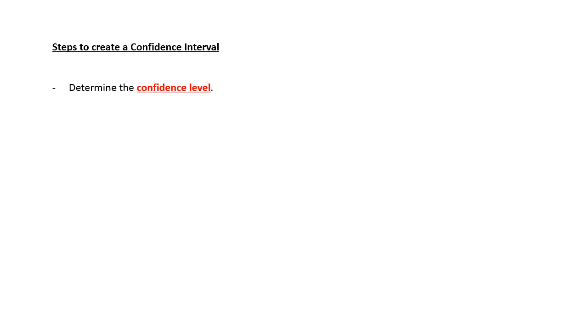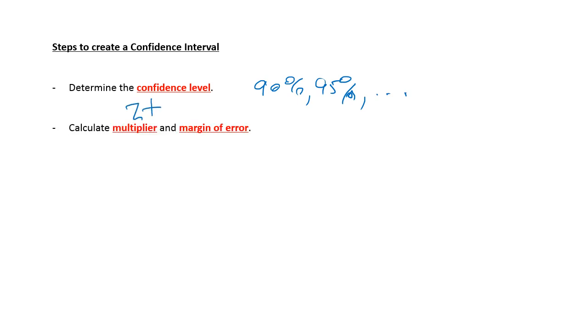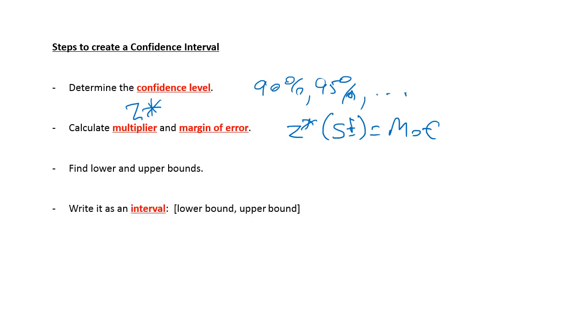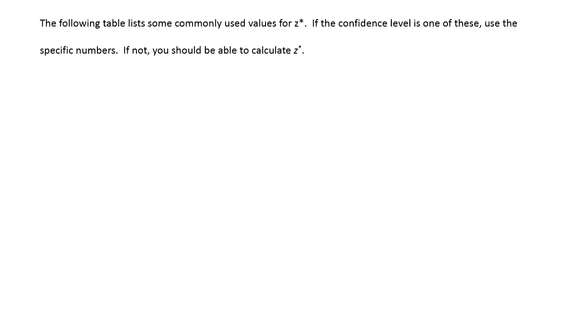Steps to create a confidence interval, any confidence interval. Determine the confidence level, which would be 90%, 95%, and so on. We calculate the multiplier, which is our z star, and our margin of error, which is z star times standard error equals margin of error. We find the upper and lower bounds by doing the plus and minus. Then we write it as an interval in brackets, and we interpret it by saying that we are so many percent confident that the true proportion is in between those two values that we came up with.